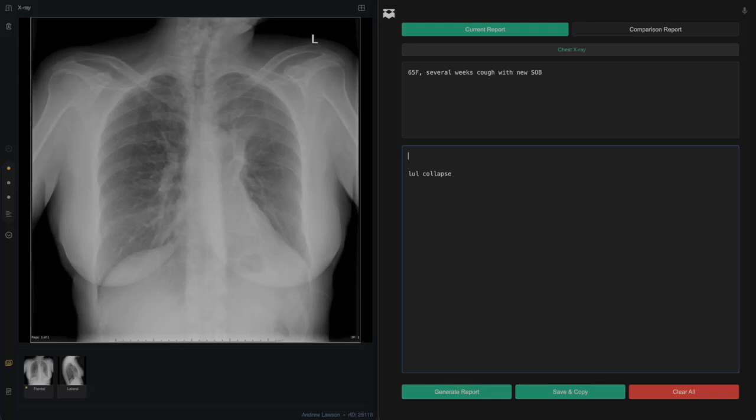Let's say we're doing a chest x-ray here. Recommend CT for further assessment.